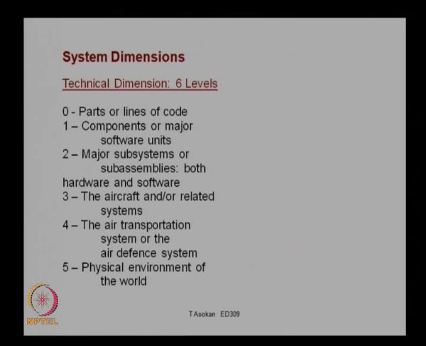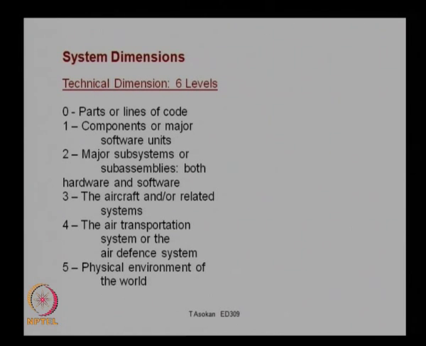Then the next level is the larger system, which is an aircraft. If you take the space system or air transportation as the main system, then the aircraft becomes the next level dimension here, or any system related to that. Then the higher level is the air transportation system or the air defense system. If you consider that as a whole system, then air transportation or air defense becomes a major system, and the highest level is, as I mentioned, the physical environment or the world in which it operates.